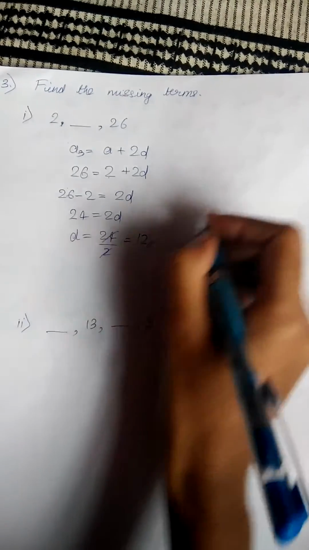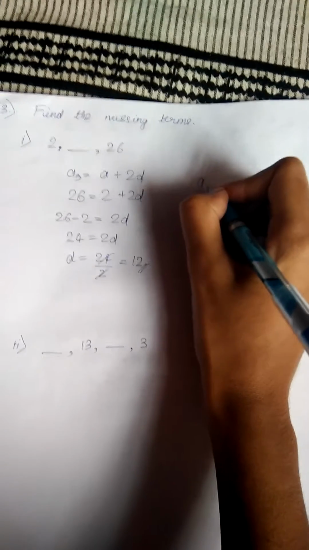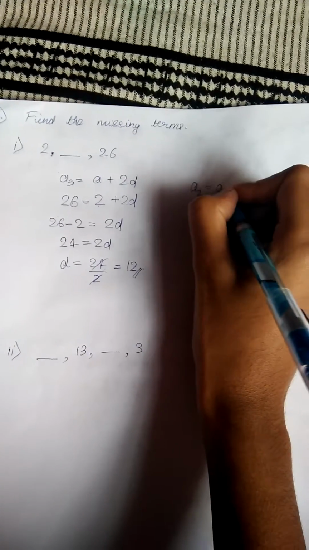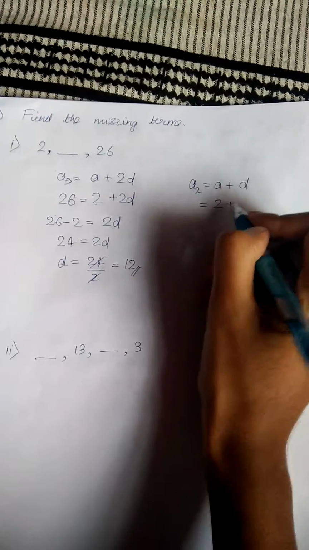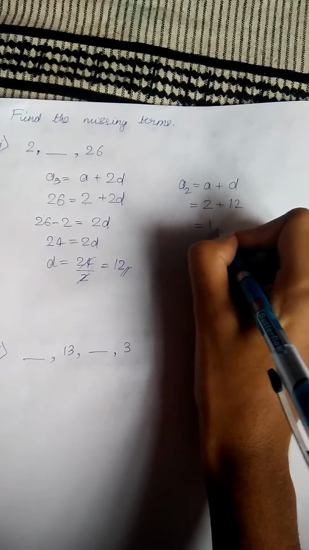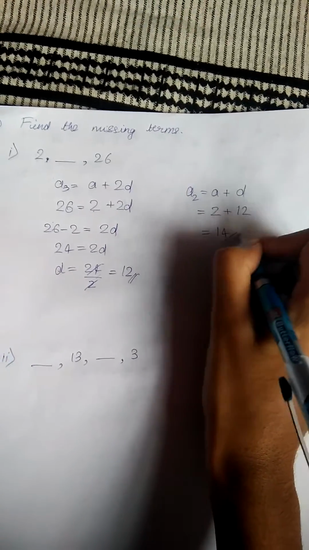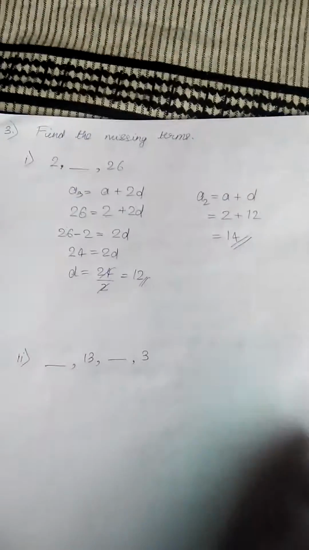We know the value of d, and the second term can be written as a plus d. The first term's value we know as 2, and d we know as 12. 2 plus 12 is 14. So we know the second term, that is the missing term, is 14. Let's move on to the second question.